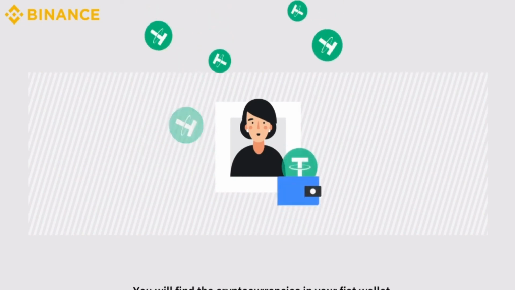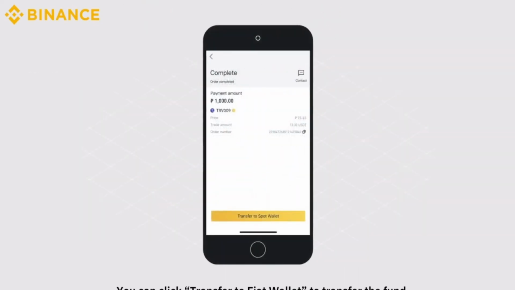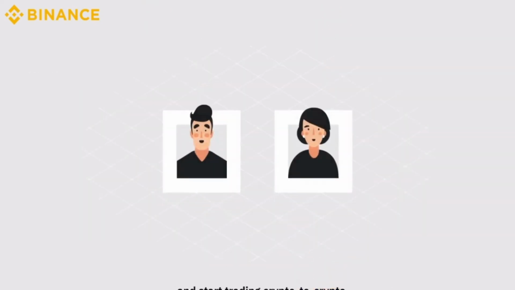The transaction will be completed. You will find the cryptocurrencies in your fiat wallet. You can click Transfer to Fiat Wallet to transfer the fund and start trading crypto to crypto.